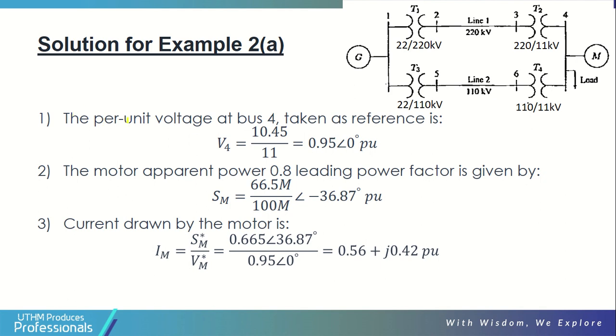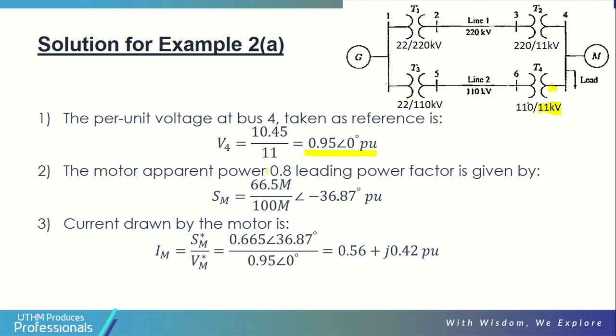Okay, so the per unit voltage at bus 4. Where is bus 4? This is bus 4. The per unit voltage at bus 4 is taken as a reference. So V4 equals the actual value, 10.45 kilovolt, divided by the base value, 11, which we already calculated in the previous example. So this is the voltage at bus 4 as a reference. Okay, so we got V4 in per unit.